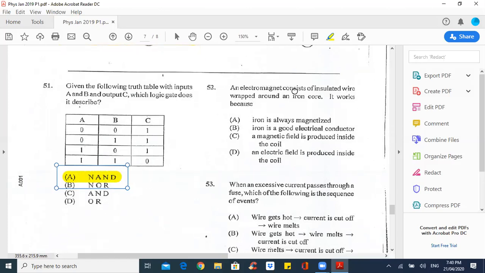An electromagnet consists of insulated wires wrapped around an iron core. Why does it work? Because a magnetic field is produced inside the coil. That's how we get an electromagnet. Good.